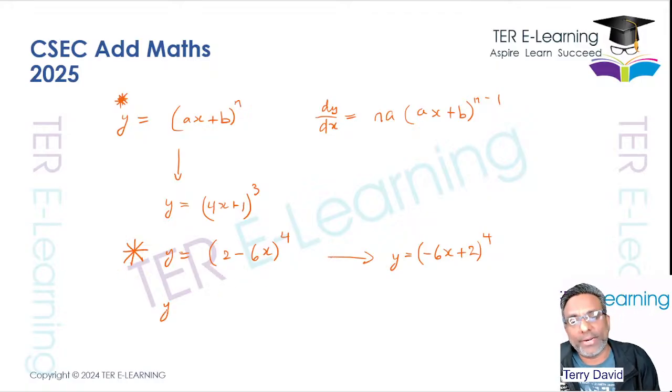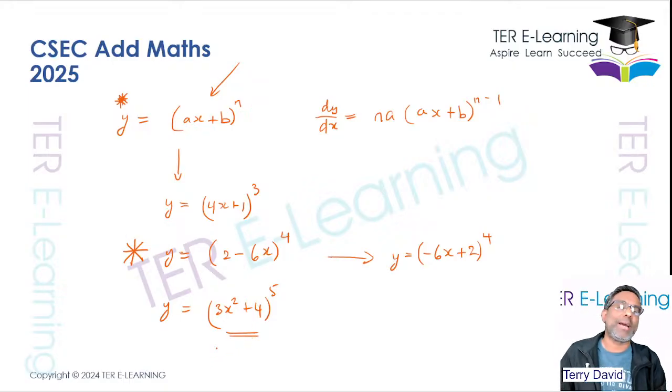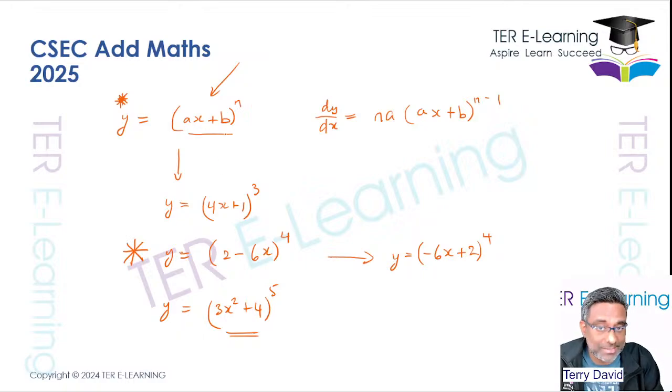Another common error that students make is this. They may see a question that looks like (3x squared plus 4), and let's say this is to the power 5. Some students want to use this formula to work that out. I cannot use that formula because I have 3x squared plus 4 in the bracket there. This has to be a linear form in order for me to use that formula. So if you had to do a question like this, you're going to use function of a function.